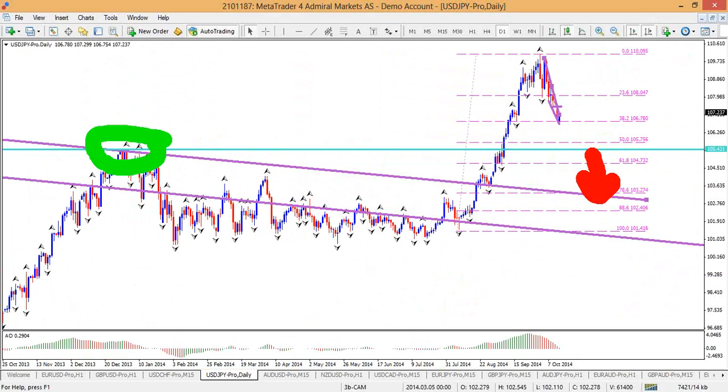So that would be my validation level, because that would be a logical bouncing spot. Break a resistance spot, it most often becomes support. If it doesn't, there's something else, something different going on. So it's exciting on the dollar yen.